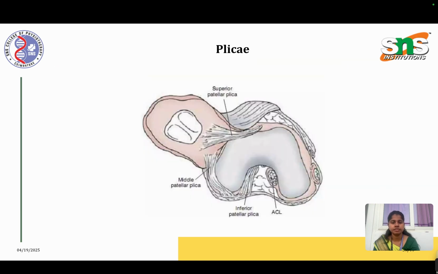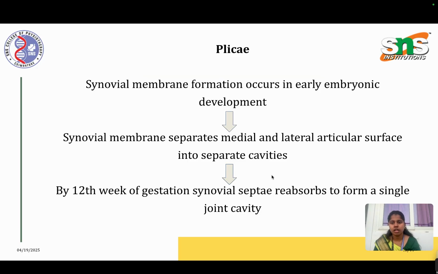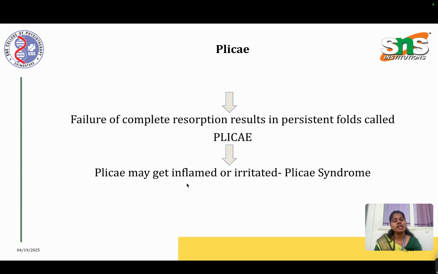This is the plica. As we are seeing, this is the superior patellar plica, this is the middle patellar plica, this is the inferior, and this is the ACL, anterior cruciate ligament. What is plica? Synovial membrane formation occurs in early embryonic development. The synovial membrane separates the medial and lateral articular surfaces into separate cavities. By the 12th week of gestation, the synovial septum is reabsorbed to form a single joint cavity. Sometimes failure of complete reabsorption results in a persistent fold called plicae. When the plicae get infected, inflamed or irritated, it is called plica syndrome.